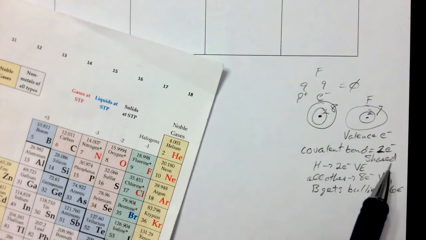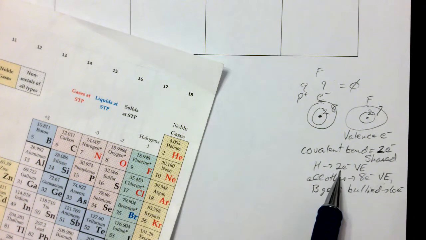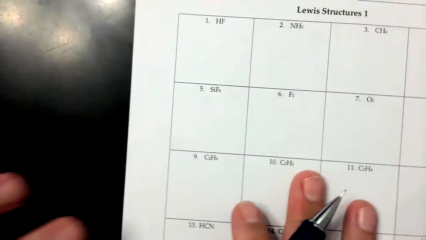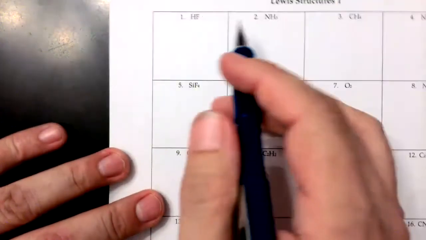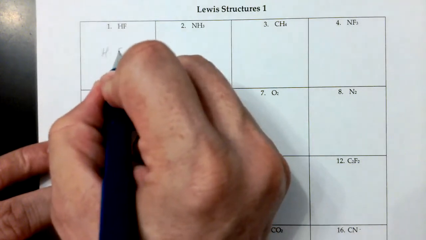So what they're going to try to do is share enough electrons that they kind of feel like they have 8 valence electrons, or with hydrogen's case, 2 valence electrons. Now that seems really vague, I know, so let's do some examples. And one of the really simplest ones we can do is HF. So we'll do H and F.